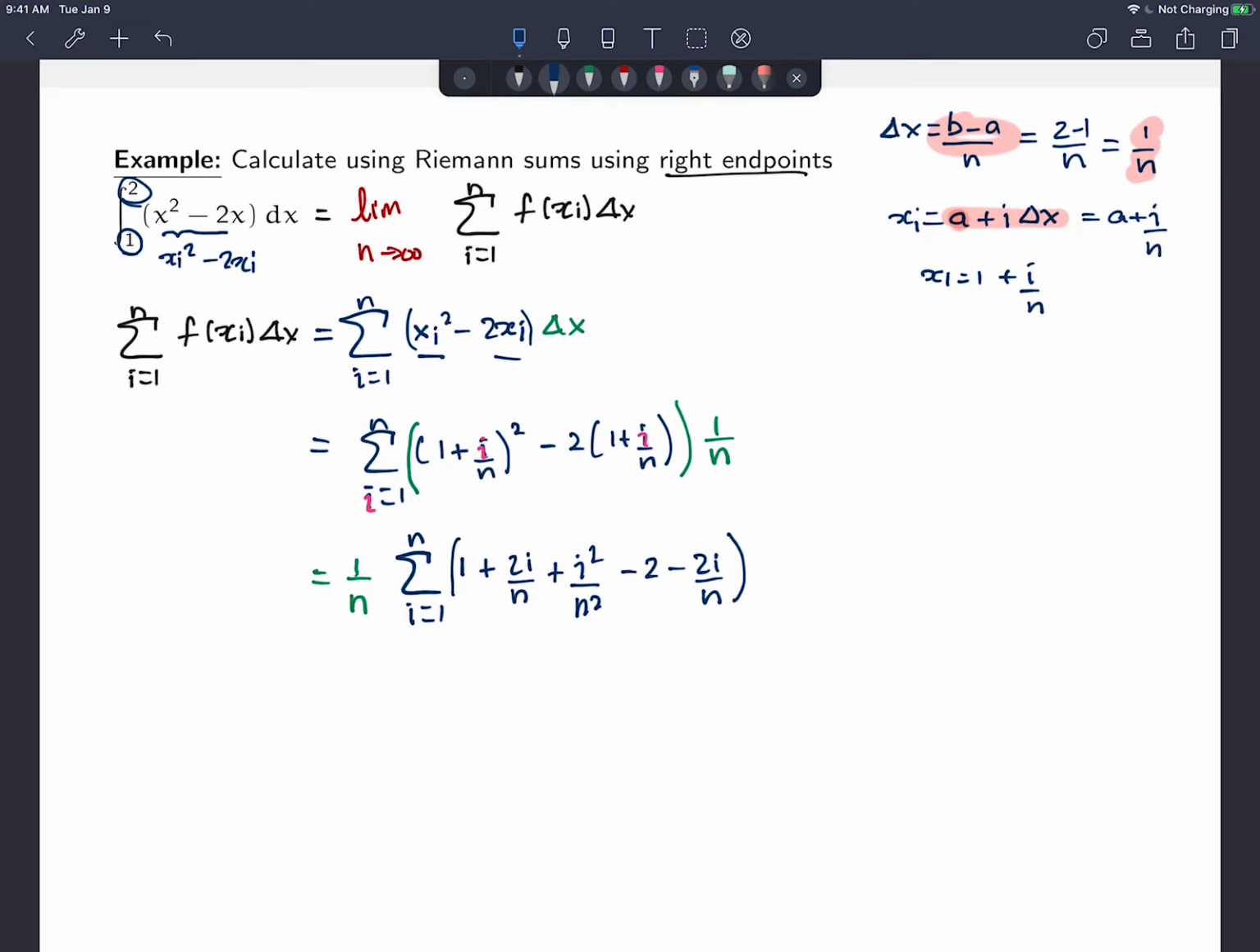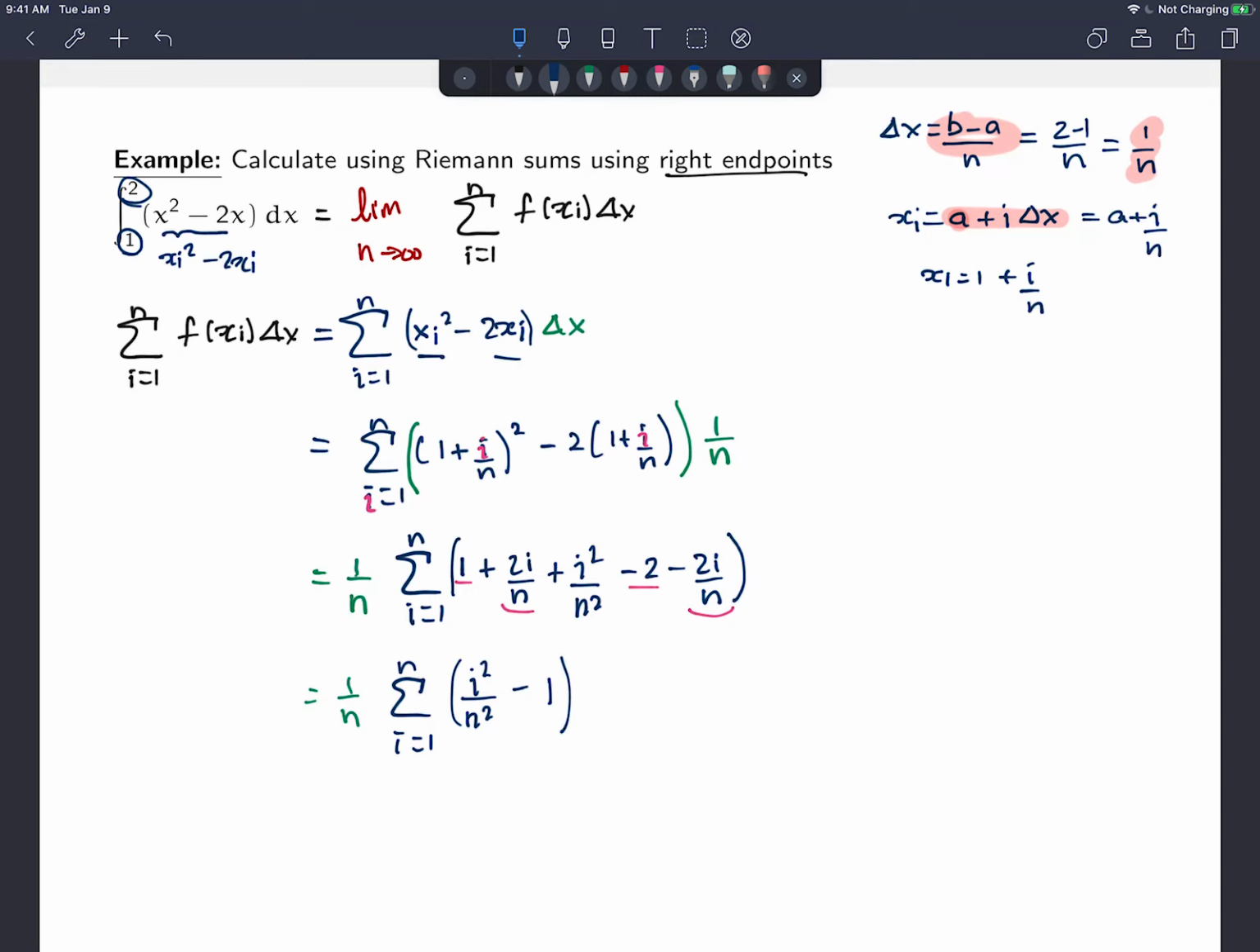Okay. Now something nice here is that these two terms cancel. So the 2i over n and the 2i over n, one positive and one negative, so they cancel, they're not 0. And if I combine the 1 with the negative 2, it's just a negative 1. So this simplifies a little bit. It's going to be 1 over n times a sum when i equals 1 up to n of, I really just have i squared over n squared, and then I have minus 1.